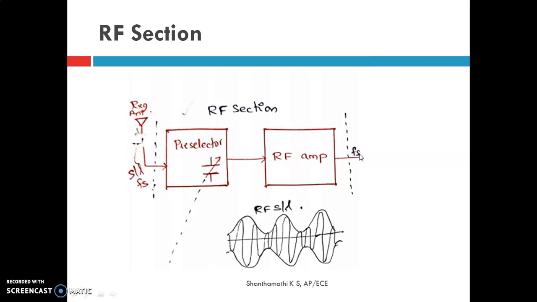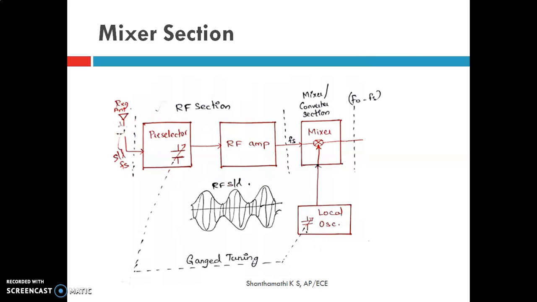Now this RF section is followed by the mixer section. The mixer section is also called the converter section. This converter section is the combination of the mixer and the local oscillator. This section provides the heterodyning function.